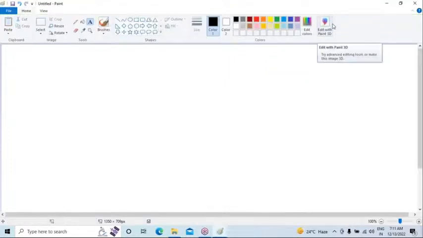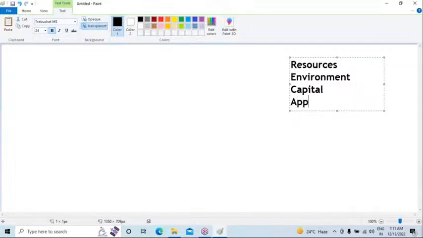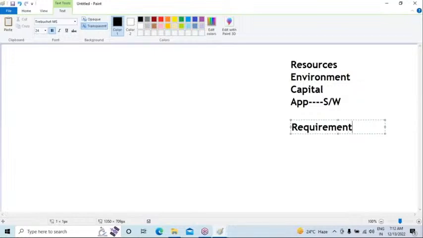So see here, if you want to start a business, we require the resources, then the environment, next the capital, money, and nowadays all people are using an application for their business purpose, nothing but software. And these are the requirements related to that.